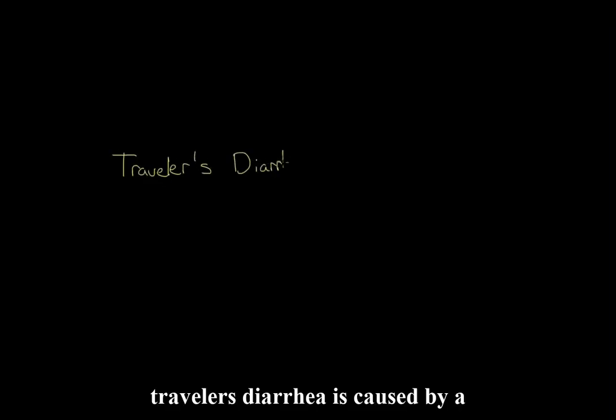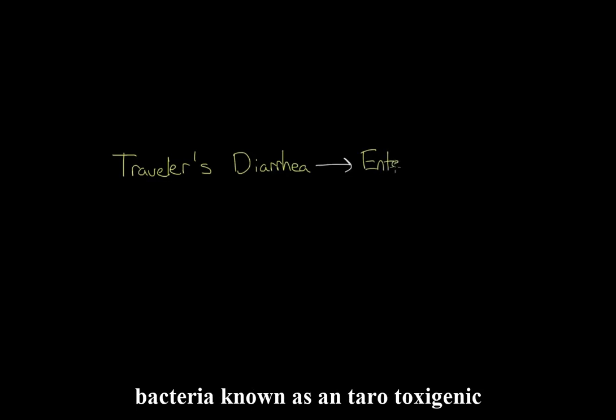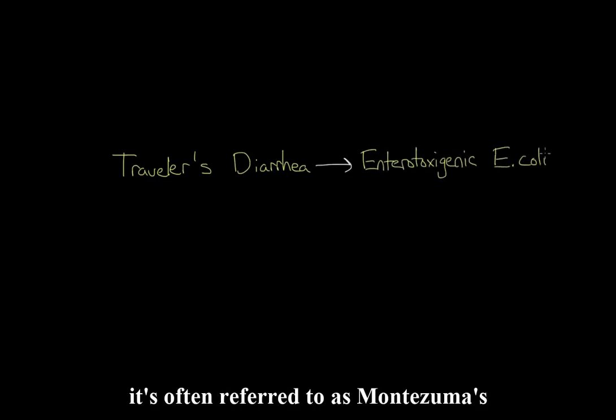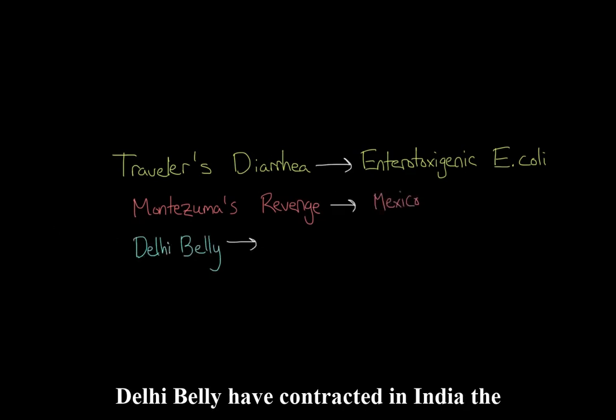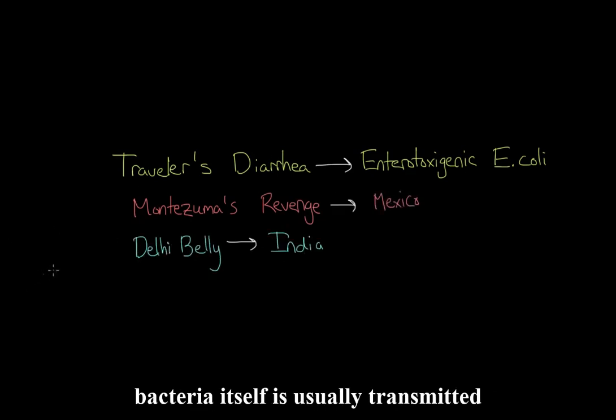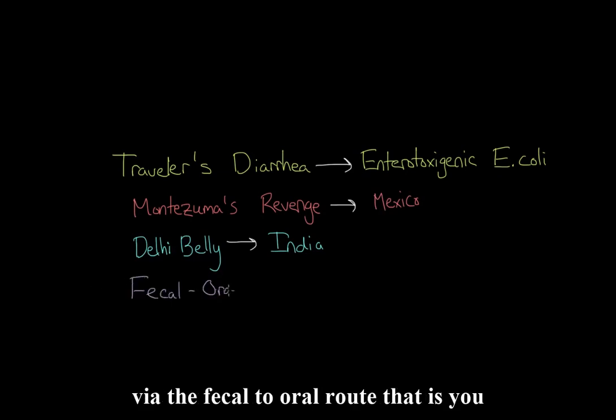Traveler's diarrhea is caused by a bacteria known as enterotoxigenic E. coli. It's often referred to as Montezuma's revenge if contracted in Mexico, and as Delhi belly if contracted in India. The bacteria itself is usually transmitted via the fecal to oral route.